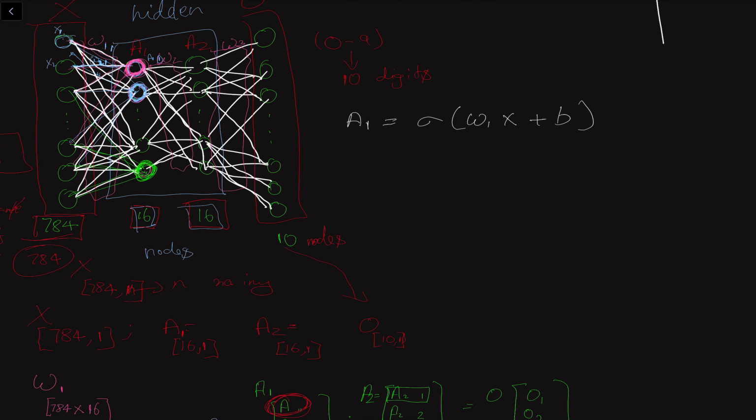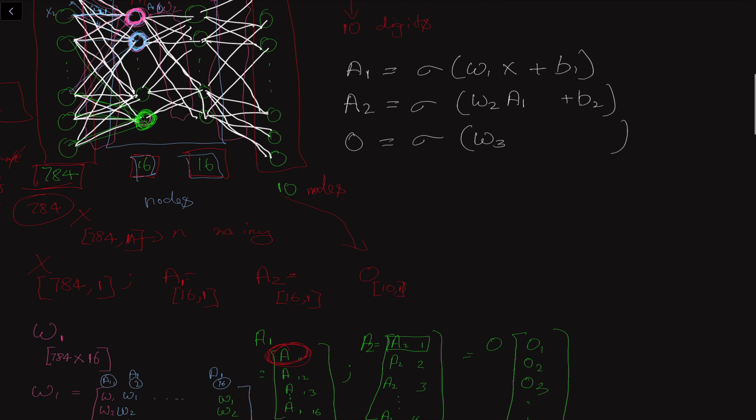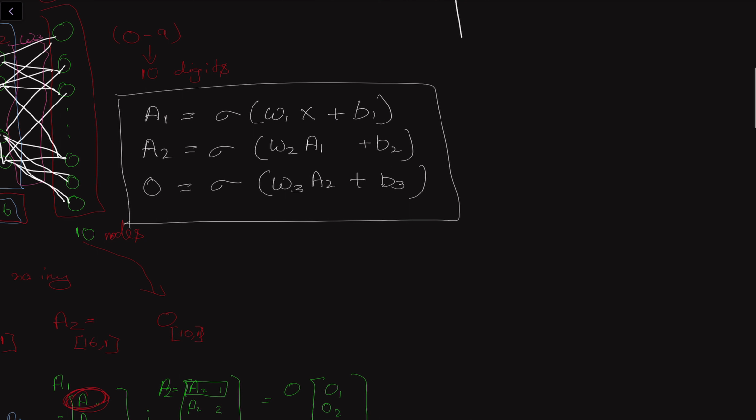All right, that's A1. What do you think the A2 equation will be? We know this will be B2, because A2 has 16 nodes and each node has a term B2. But what will be here? We can write W2 here, right? And instead of X, we'll go with A1, because that's the previous layer. So for the output, weight W3, and the previous layer is A2, plus B3. So these are the equations for your forward pass.